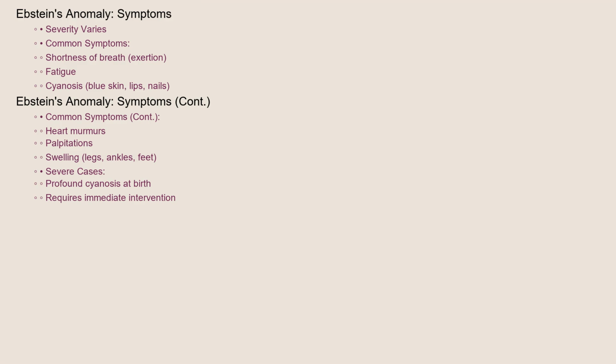The signs and symptoms of Ebstein's anomaly vary greatly depending on the severity of the defect. Some individuals may experience mild symptoms, while others face significant challenges. Common symptoms include shortness of breath, especially during exertion, fatigue, a bluish tint to the skin, lips or nails known as cyanosis, indicating low oxygen levels in the blood, heart murmurs, abnormal sounds heard during a heartbeat, palpitations or irregular heartbeats, and swelling in the legs, ankles, or feet, a sign of heart failure. In severe cases, infants may present with profound cyanosis immediately after birth, requiring immediate medical intervention.